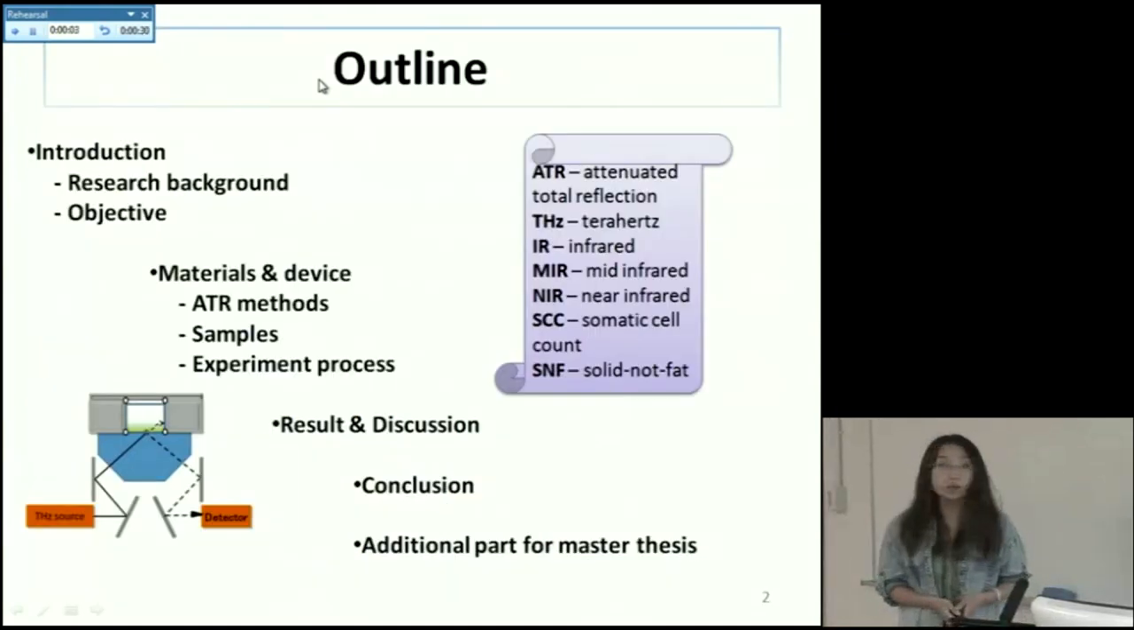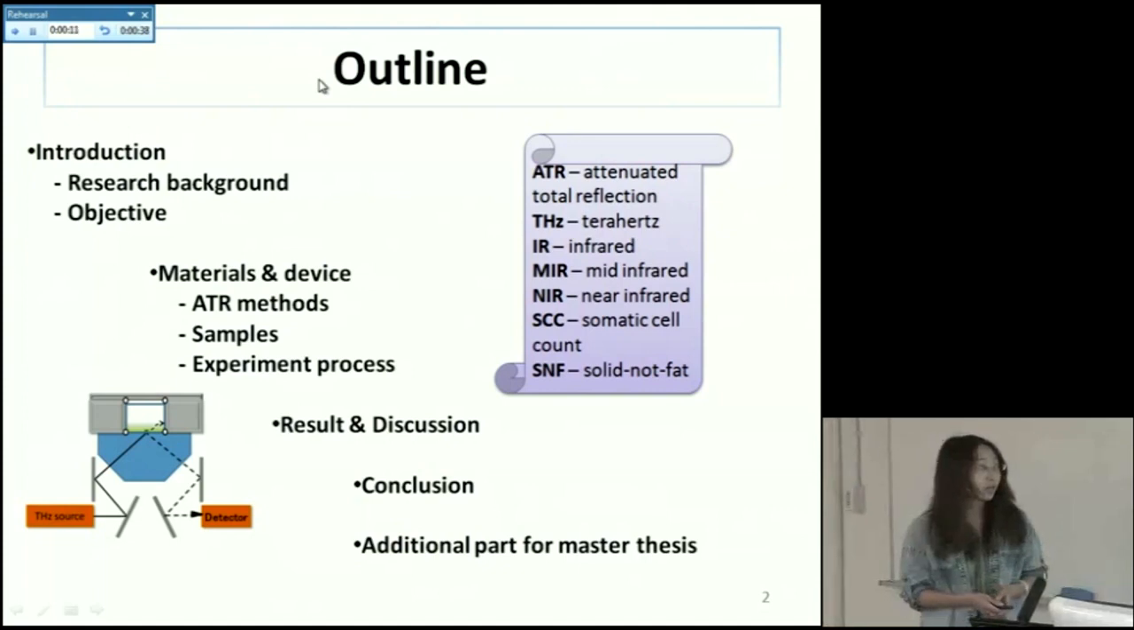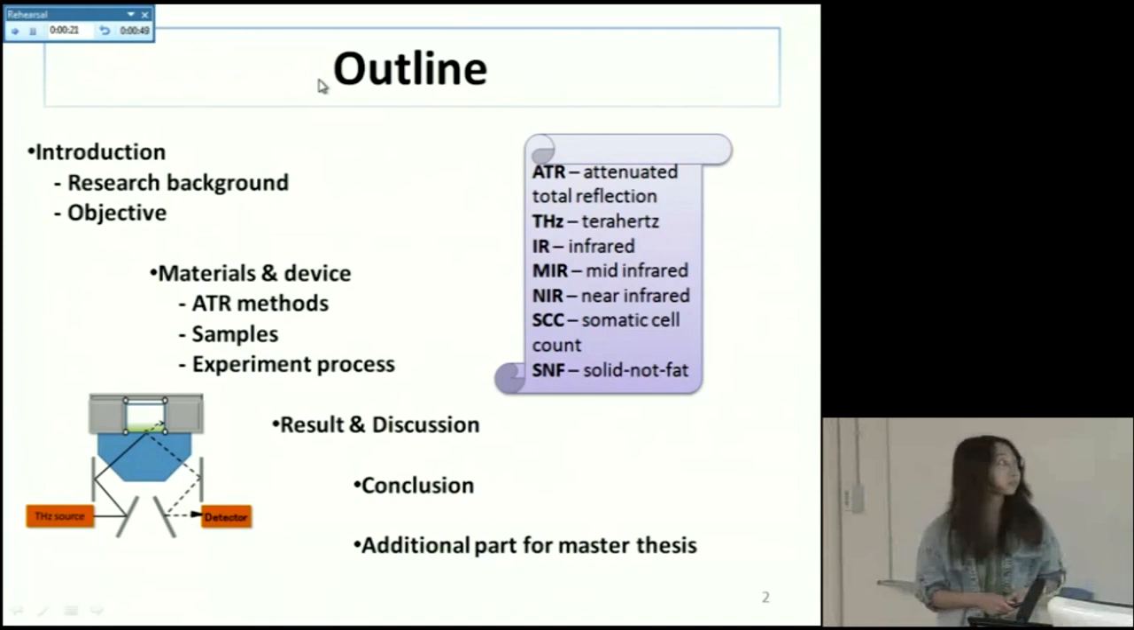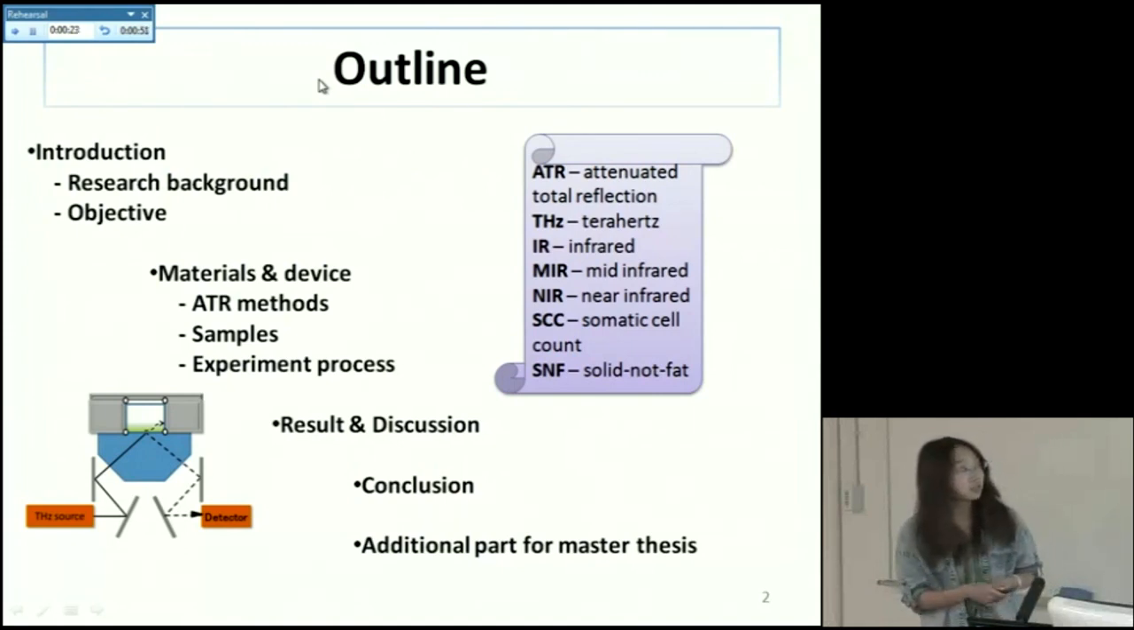This is my presentation outline. In this presentation, I will make a brief introduction to my research and show some results and discussion of this research. And if there is still some time left, I will talk about the additional part for the master thesis. These are the items I used in this presentation. This is the abbreviation items.